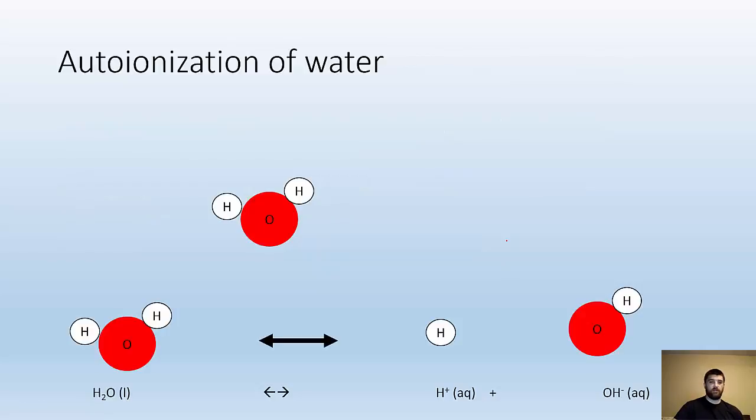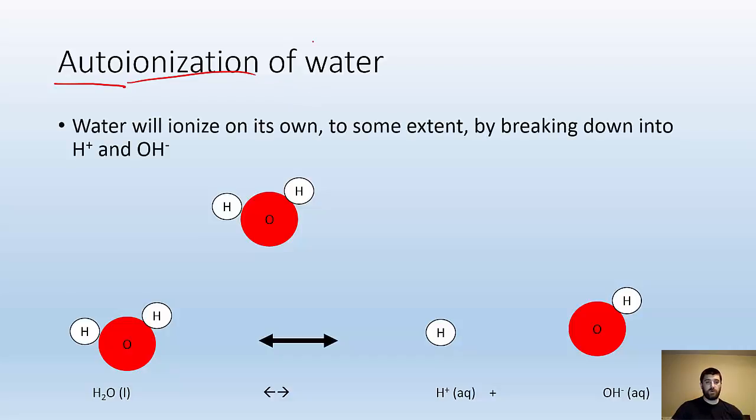So autoionization of water. Auto, again, means just by itself, and ionization is to break up into ions. So we have water, and it will ionize on its own to some extent by breaking down into H plus and OH minus ions. You can see that with what I've got shown on the screen right here. So H2O will break down into an H plus ion and an OH minus ion, right? Which is what we've got going on here.